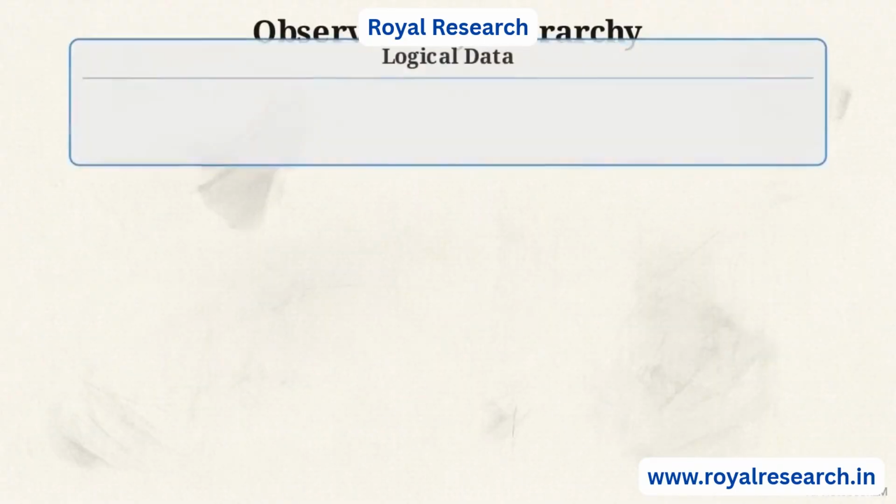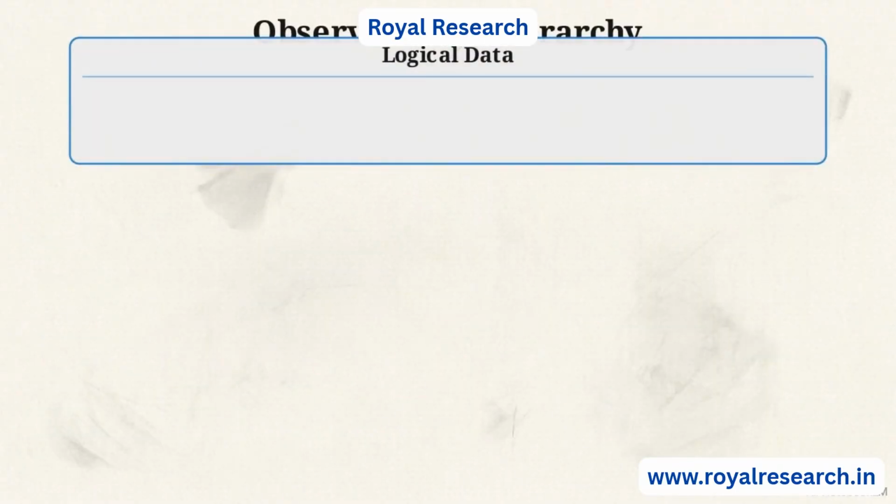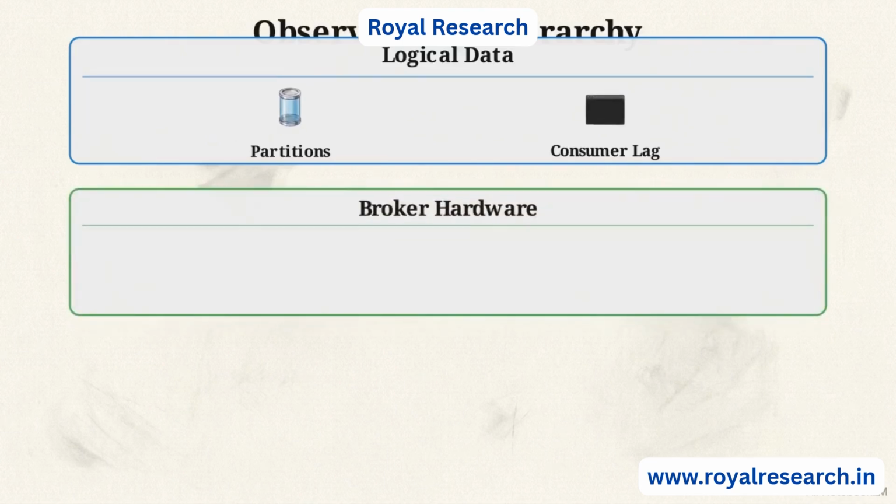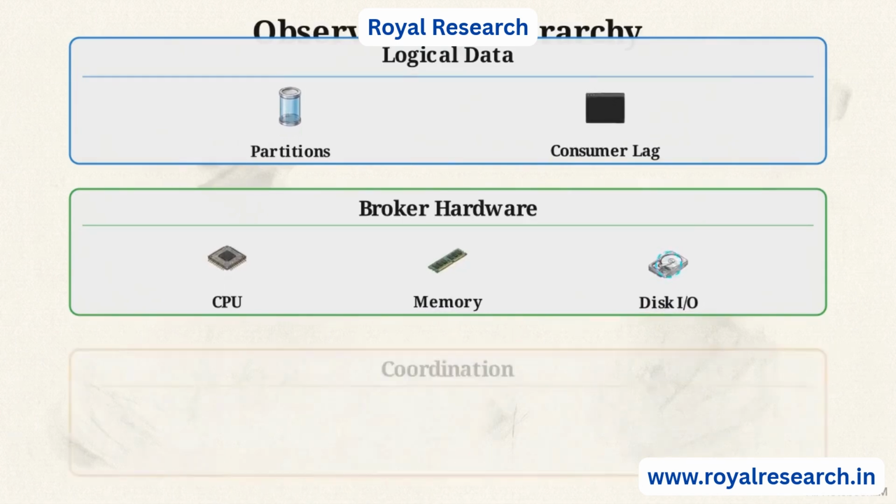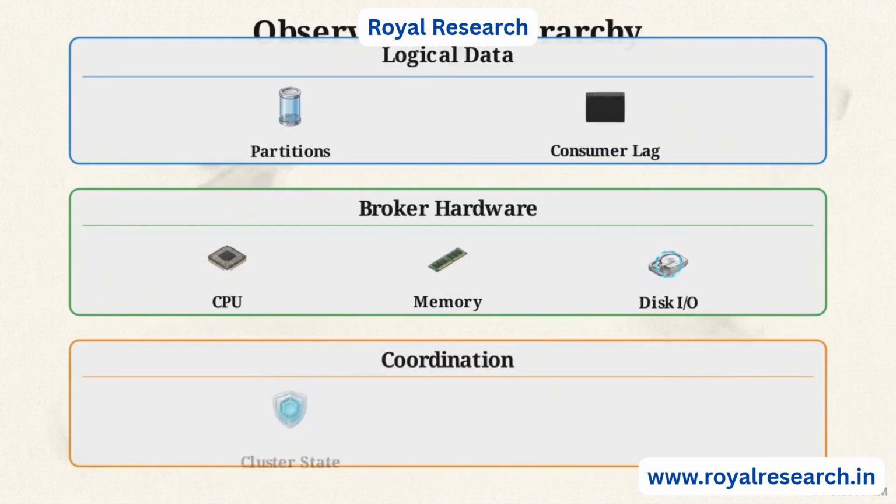This diagram outlines the three-tiered stack. At the top tier is the logical data layer, which governs how your data is distributed, categorized into topics, and consumed. Below that is the broker hardware layer. This represents the physical constraints of the specific machines running the cluster, namely their CPU, memory, and disk I/O limits. At the foundation sits the coordination layer, responsible for maintaining the cluster state and managing the fallout when a broker fails.